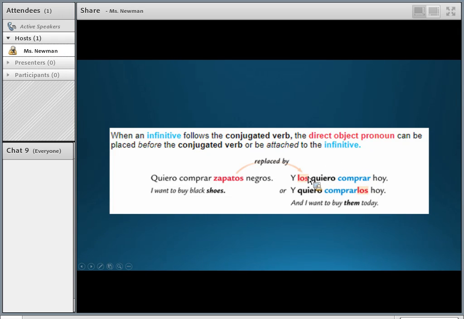Kind of crazy, but it's really fun once you get the hang of it. So we could bump it all the way out here before that conjugated verb, right? Los quiero comprar hoy. It's kind of like saying those I want to buy today. Or you could put it like this: quiero comprarlos. And they make it into one word. Quiero comprarlos today. Still saying I want to buy them.